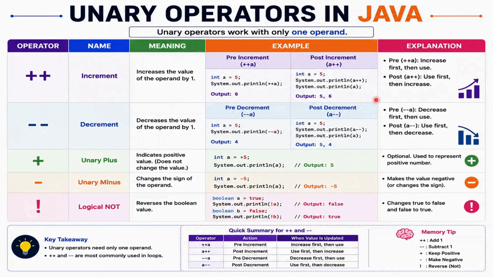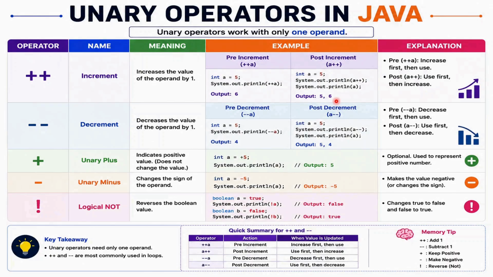So there are two parts now, pre-increment and post-increment. So what is the meaning of pre-increment and post-increment? Pre-increment works like it first increases the value and then uses it, and in post-increment it first uses the value and then increments it. So in example, we have integer a equals to 5. So in pre-increment it will first increase the value, means 5 plus 1, it will be 6, and then it will use it. In post-increment it will first use the value and then increment. So if you have integer a equals to 5 and system.out.println a post increment and system.out.println a, it will first use the value 5 and then it will increment. So 5 plus 1 is 6. So output is 5 and 6.